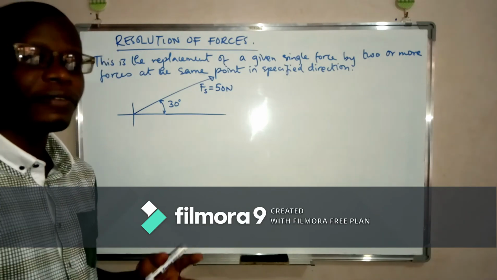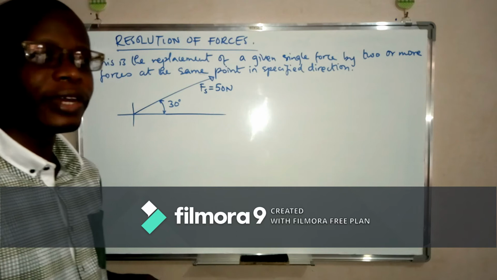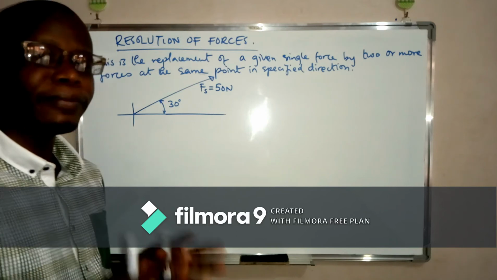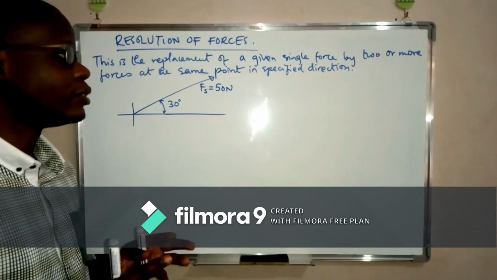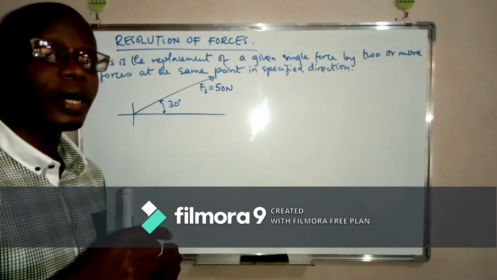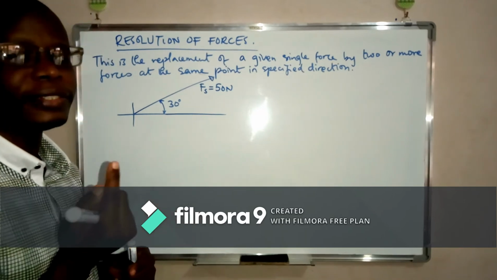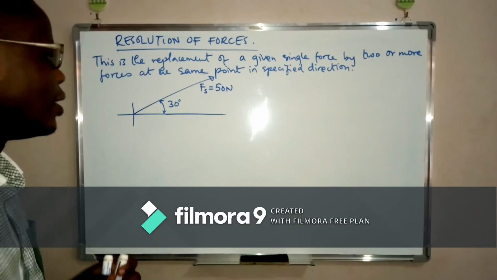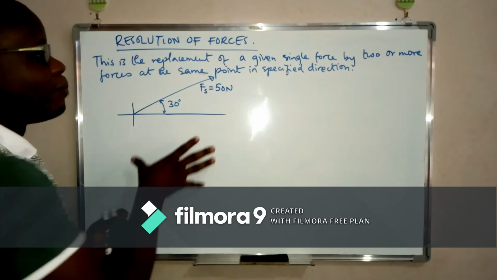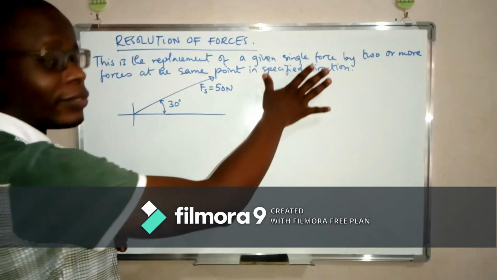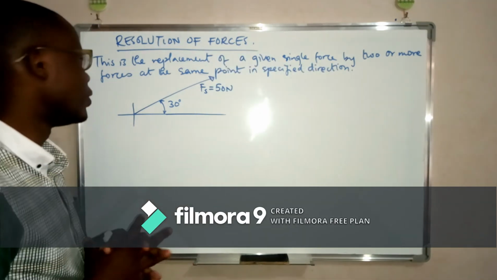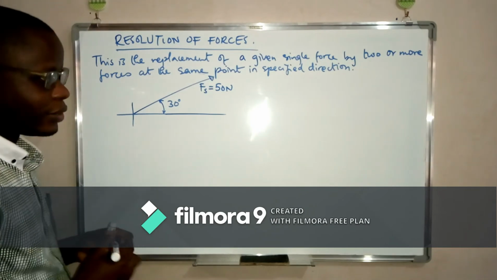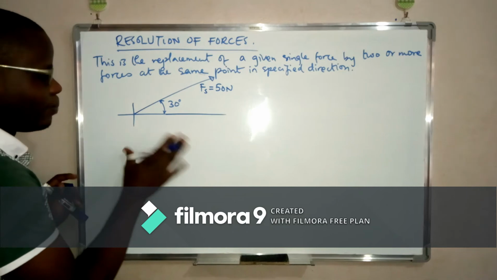So this is just the opposite of the resultant of a force. When getting the resultant of a force, we are replacing numerous forces by one single force. But in resolution of forces, we are replacing a given single force by two or more forces in specified directions. So let's look at this example.